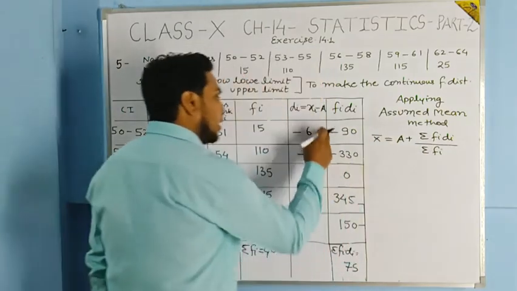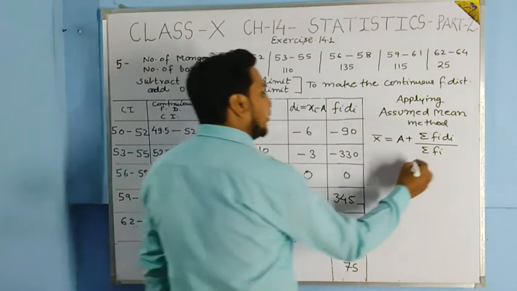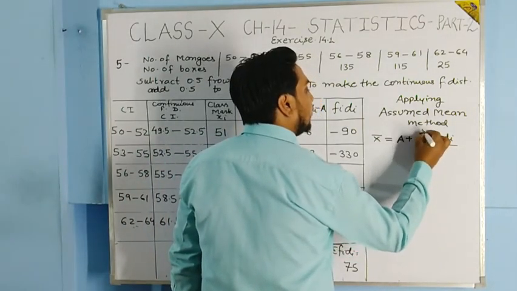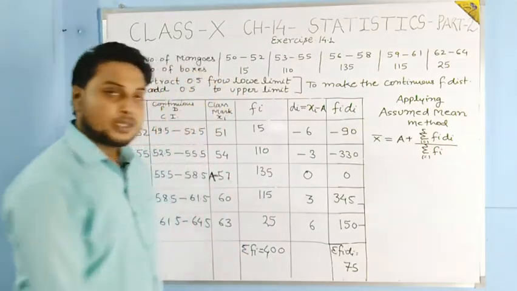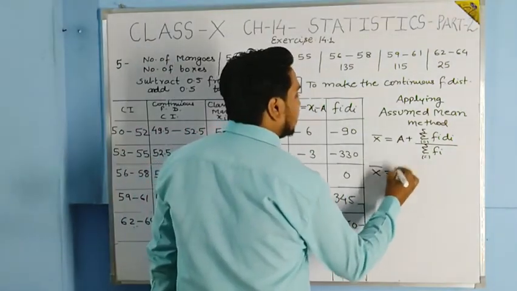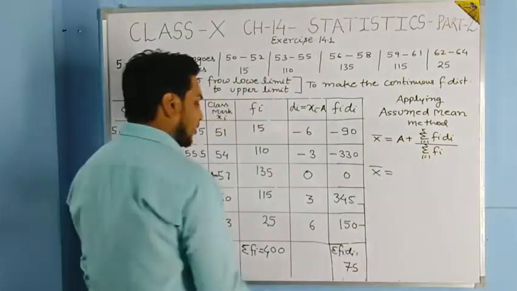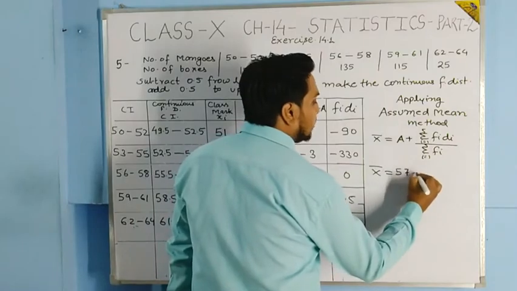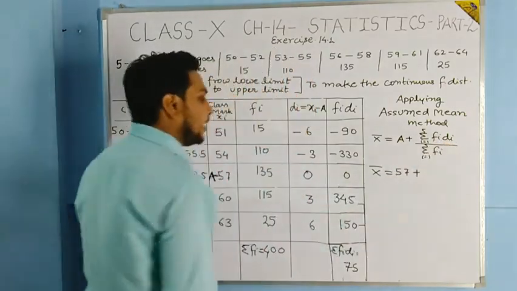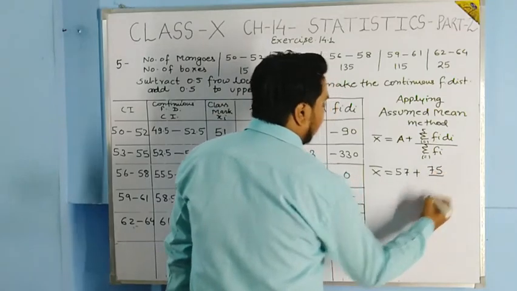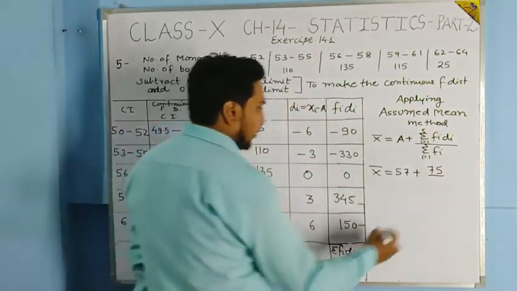Okay, sigma is what? I is equal to 1 to 5. Okay students, now we'll put all the values here. So the value of A is what? The value of A is 57. We have supposed the value of A is 57. Now sigma fi di is 75 and sigma fi is what? 400.